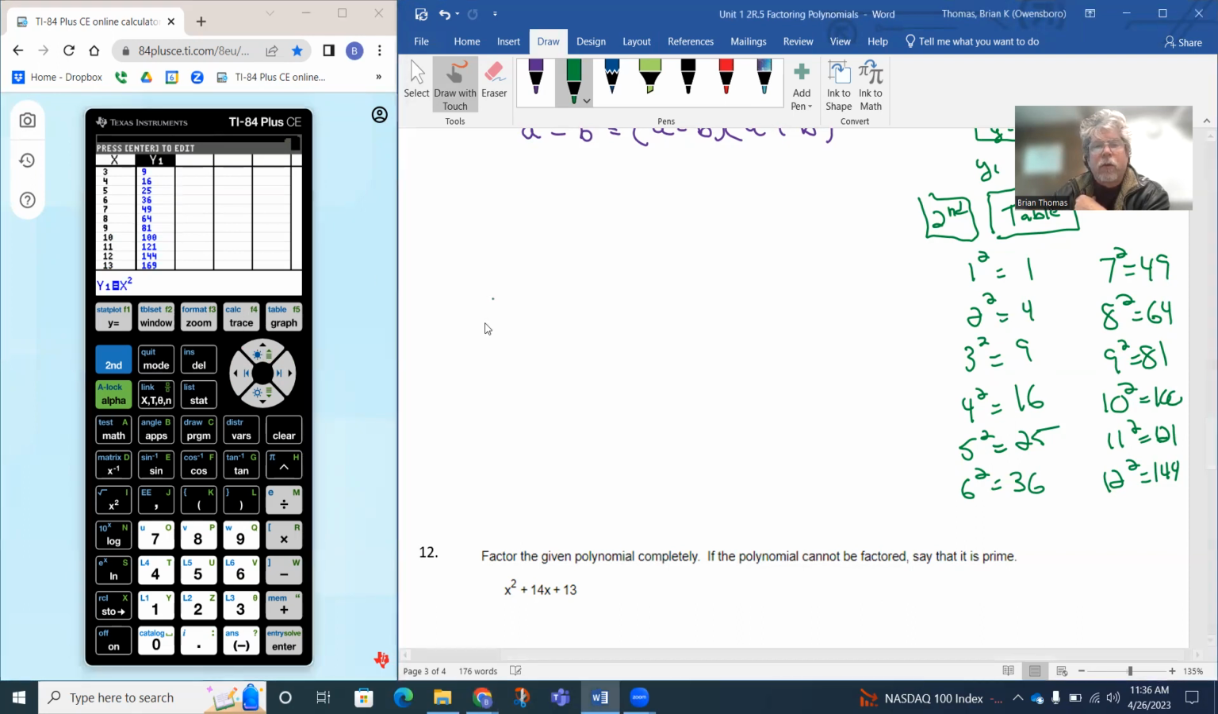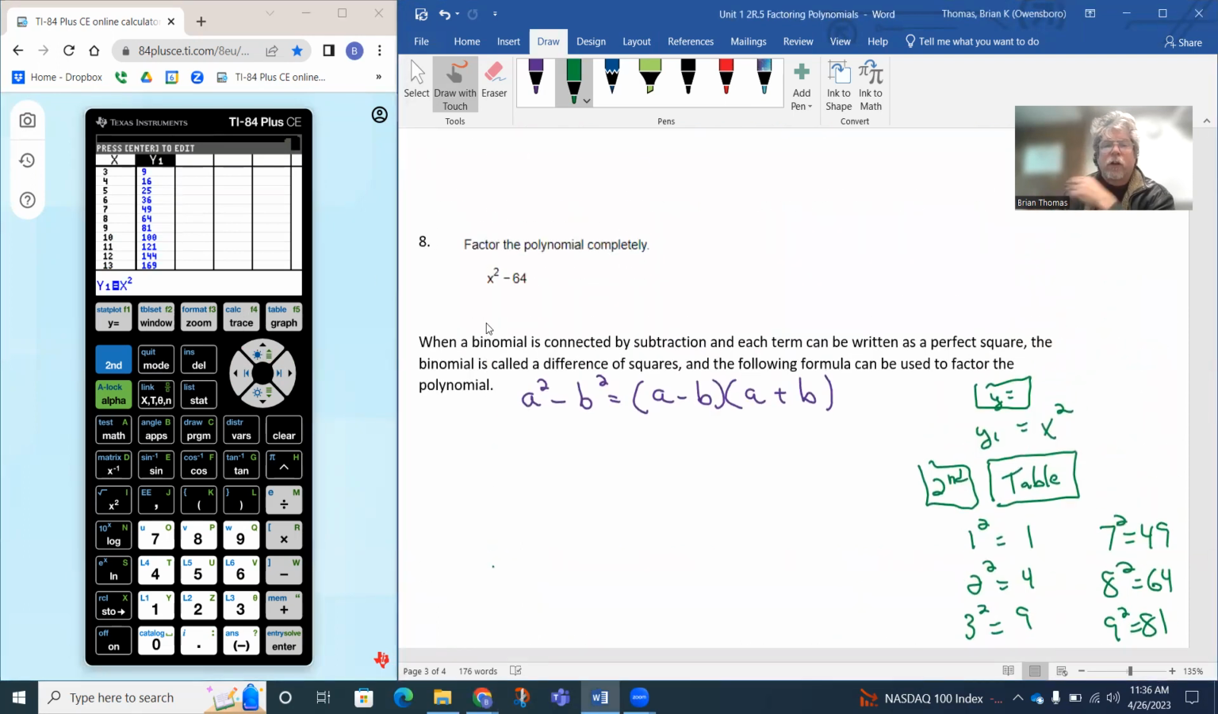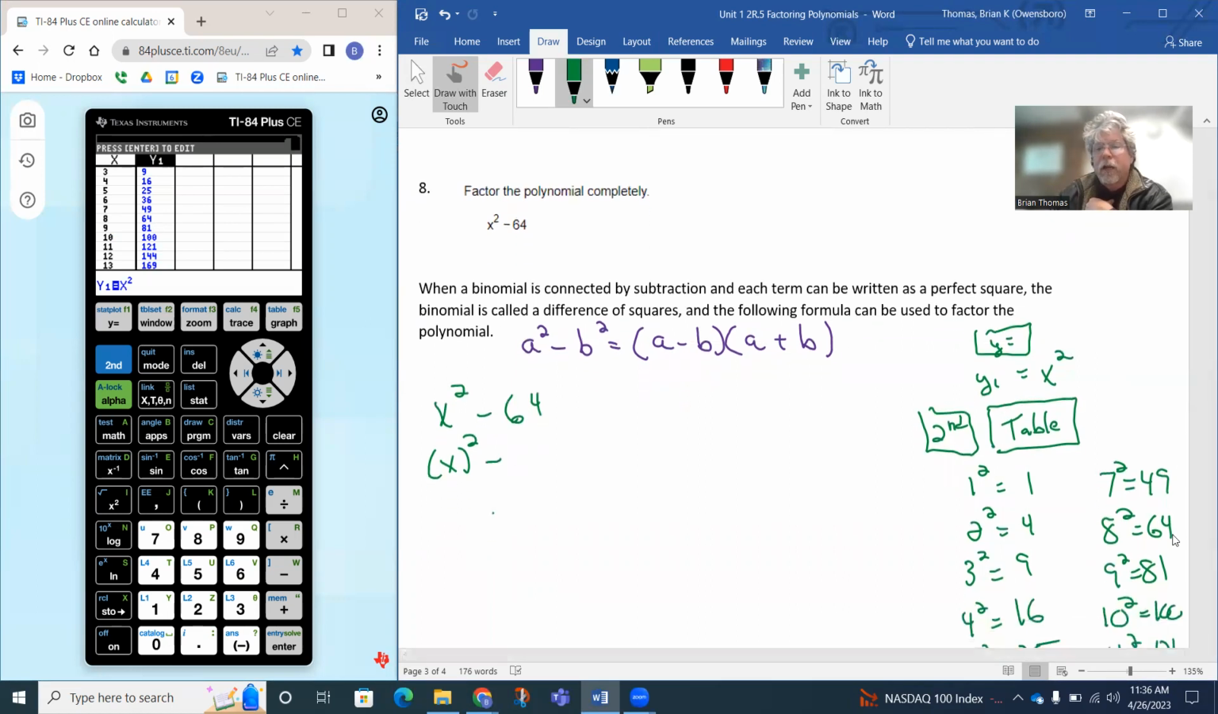So if I look at my question, x squared minus 64. Now, again, the calculator can't do variables. It can do numbers, though. But notice how if you actually square an x, it actually gives you x squared, because x squared is the same thing as x squared. So if you look at the 64, notice how it's part of my table. 8 squared gives me 64. So I actually change 64 to a perfect square. It's the same thing as 8 squared.